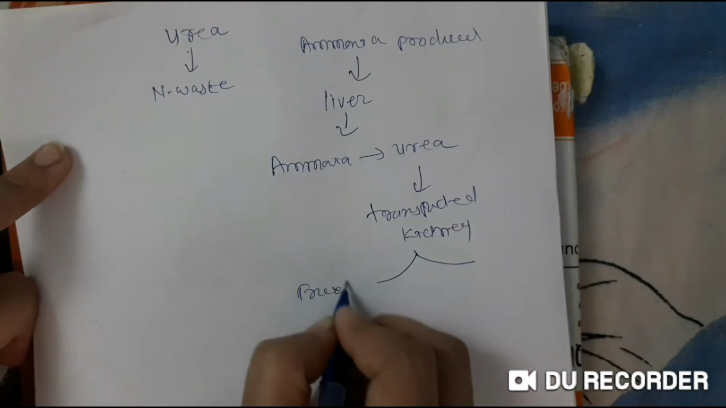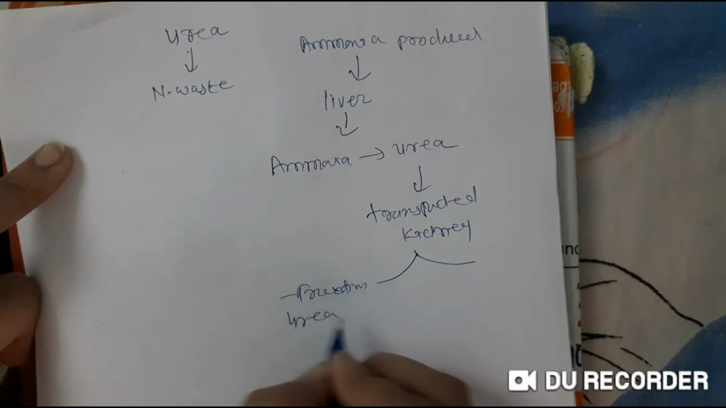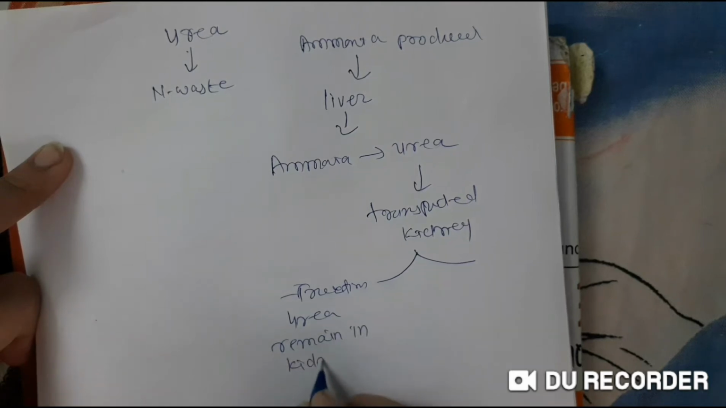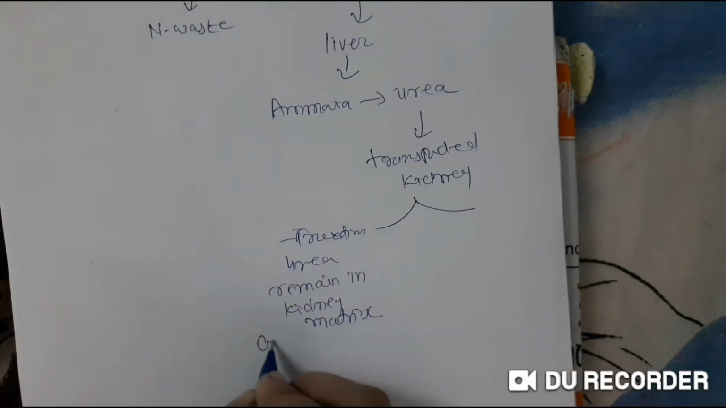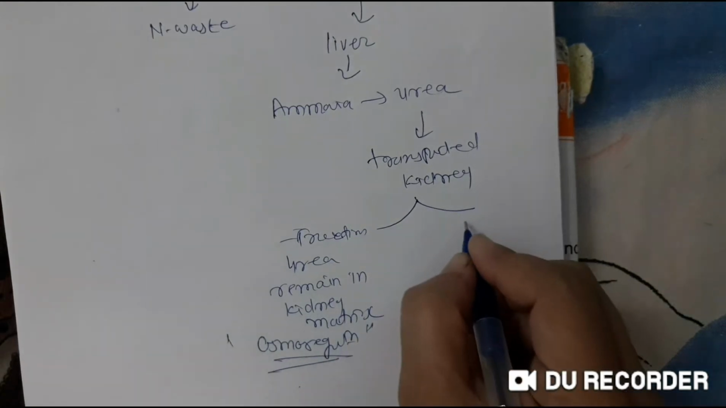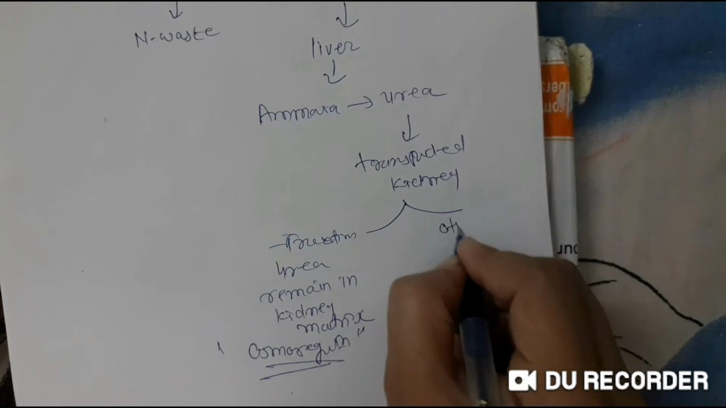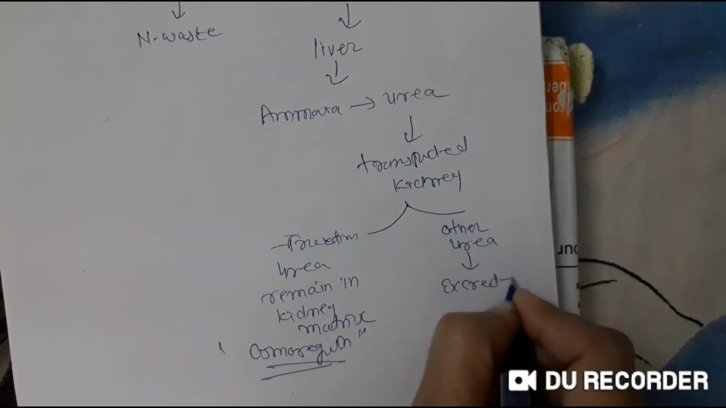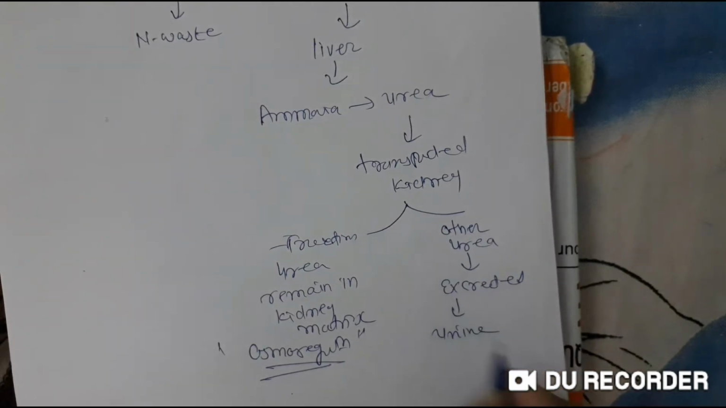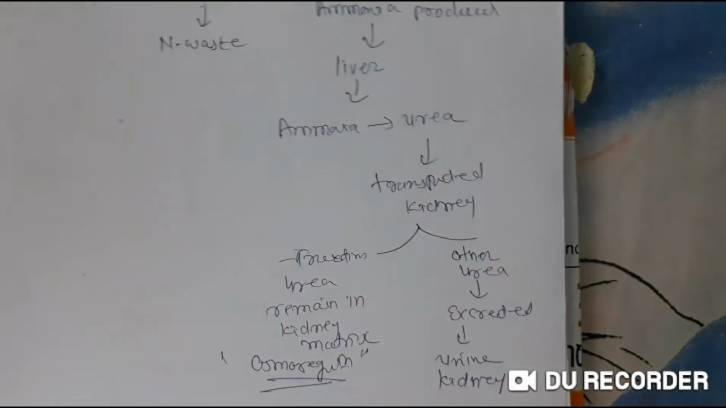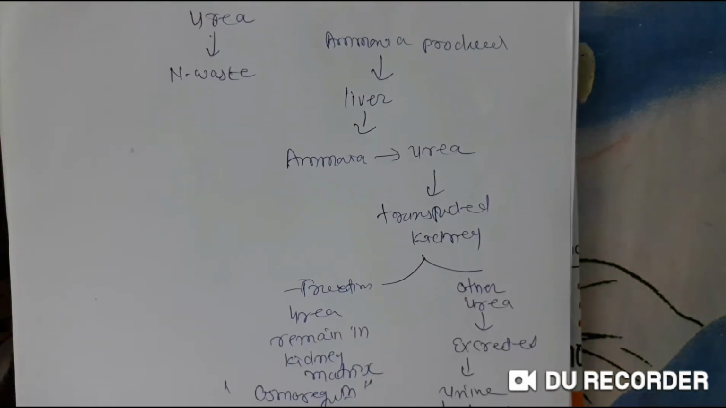Now in the kidney, urea is divided into two parts. A small fraction of the urea remains in the kidney matrix. For what? For osmoregulation, and for pH balance. The remaining urea is excreted through the urine by the kidneys. So the major role here is played by the kidneys. This is what ureotelic animals do, excrete urea.